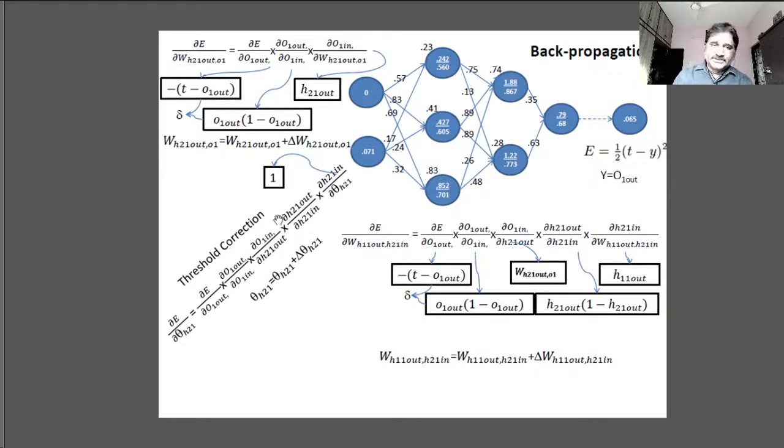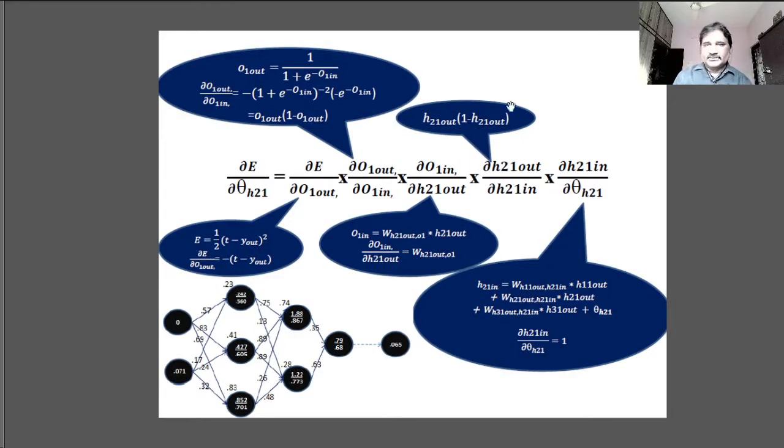So this differentiation we have seen in detail, we have it already in detail on the next sheet. So till this point, till the first four terms we have already seen. Only we were left to see this last term. Okay. Now the last term I have detailed out here. How do we get H21 in? Okay, that is the neuron value.